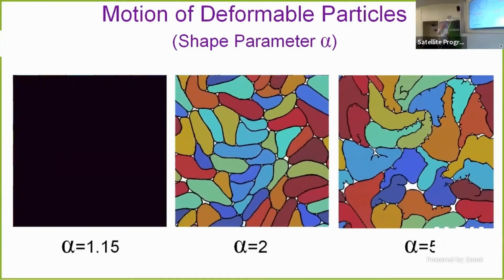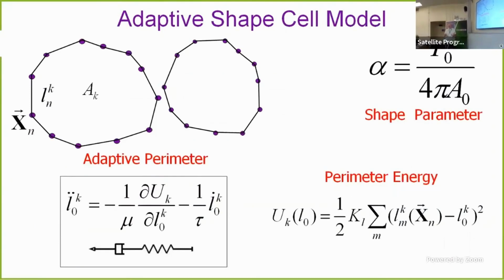Another thing we really like to do is to let nature decide what the alpha value should be. So how can we do that? We can make these guys a spring and a dashpot, so that if they're pushed on for a while, they'll change their shape. They're going to relax to a value that we like.